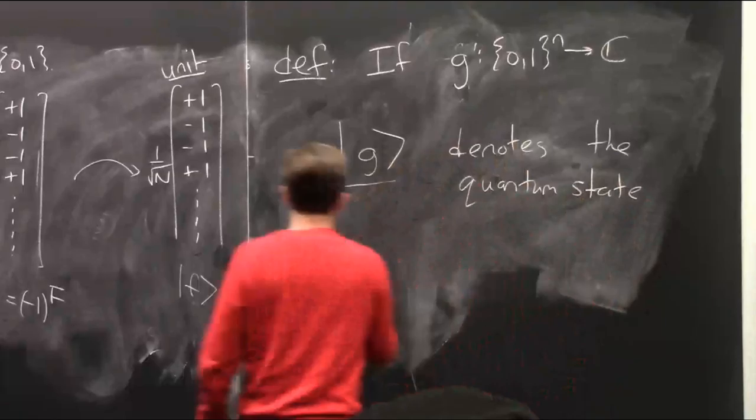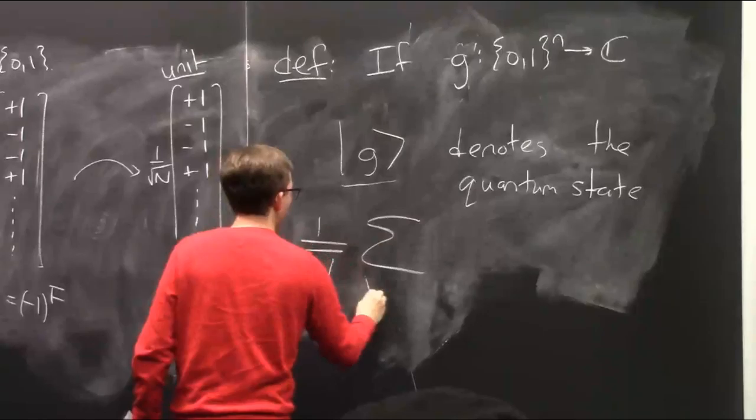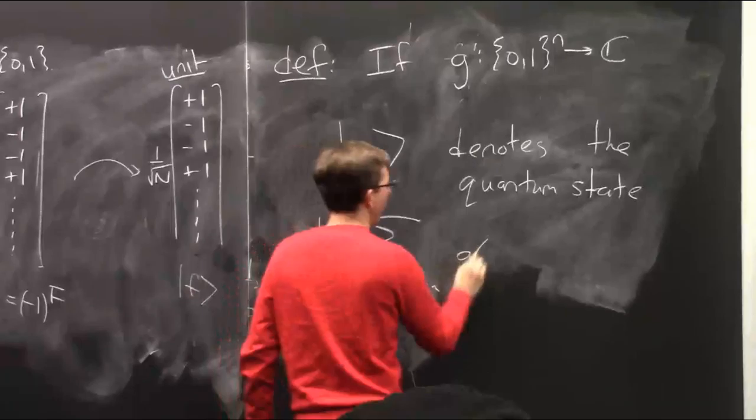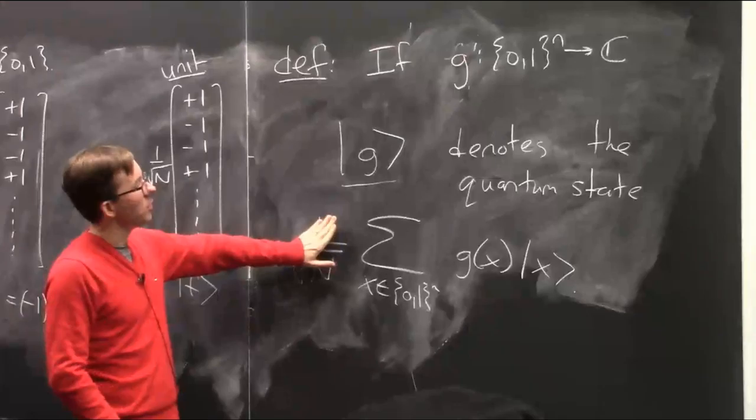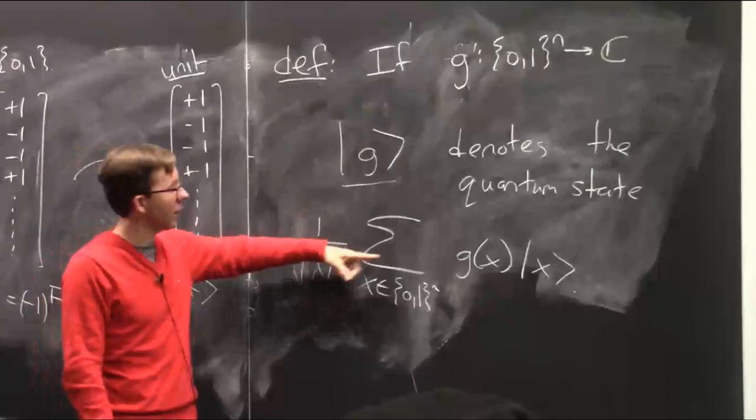One over root n, sum over the binary strings g of x, ket x. So you would at first think the most normal thing to do would be to denote this. I mean, if I give you this, it's basically giving you 2 to the n complex numbers, so the most natural way to call that a quantum state would be like this. But I'm going to build the 1 over root n into the definition.